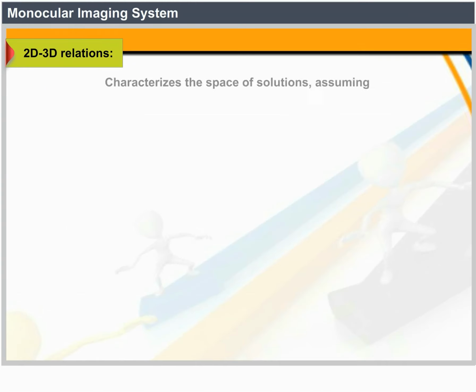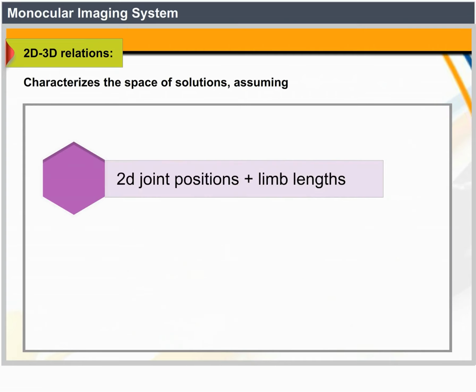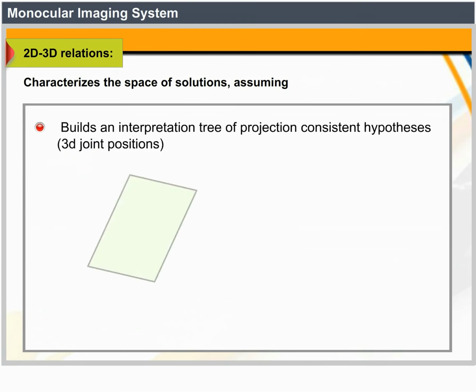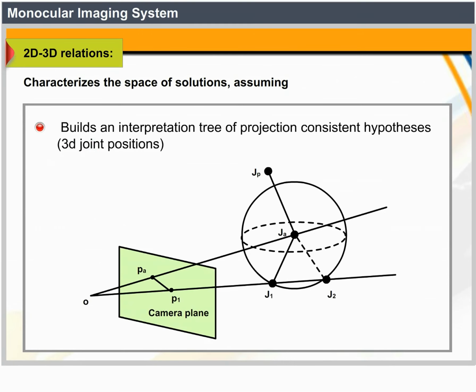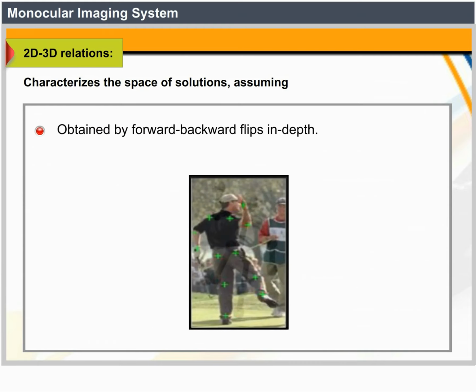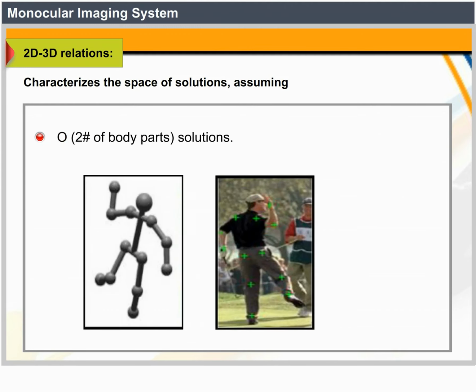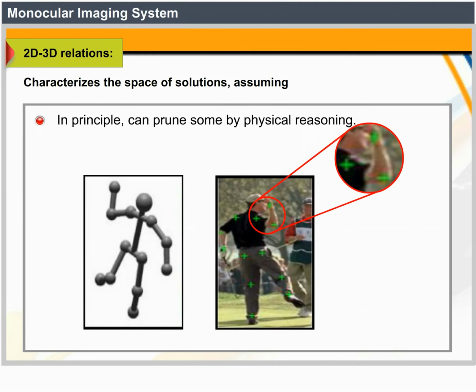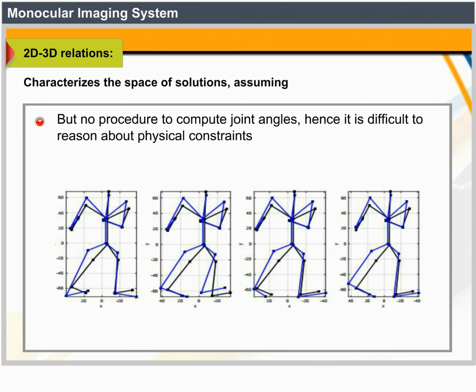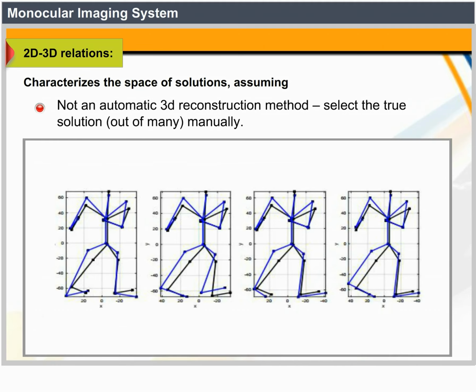Characterizes the space of solutions assuming 2D joint positions plus limb lengths, and internal camera parameters. Builds an interpretation tree of projection-consistent hypotheses. Third joint positions obtained by forward-backward flips in depth. O(2^n) body part solutions. In principle, can prune some by physical reasoning, but there is no procedure to compute joint angles, hence it is difficult to reason about physical constraints. Not an automatic 3D reconstruction method. Select the true solution out of many manually.